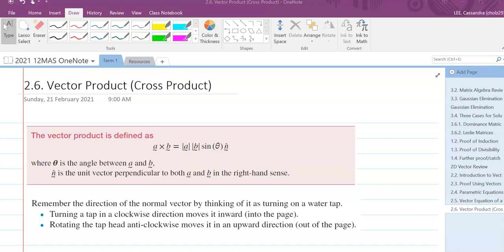And it's called the cross product because, as opposed to the dot product, we put a cross in between our two vectors. So the difference between a vector product or a cross product and the dot product is that the dot product is looking for a single value outcome, so a single scalar value, whereas with the vector product, we are actually looking for another vector.